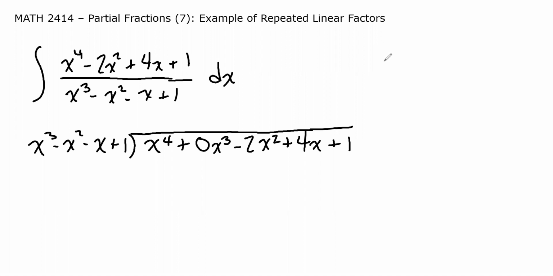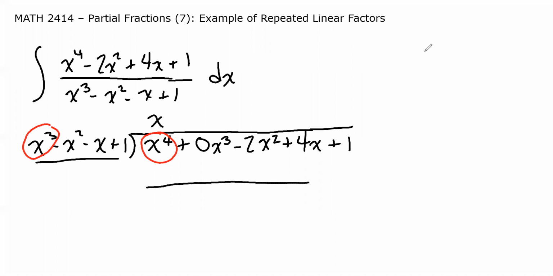So we're doing the long division problem, and we'll start by saying that x cubed goes into the x to the fourth x times. Or equivalently, x is what you multiply by x cubed to turn it into x to the fourth. Speaking of multiplying, let's multiply the entire divisor by x and write the result under the dividend. x times x cubed is x to the fourth. x times negative x squared is negative x cubed. x times negative x is negative x squared. And x times positive 1 is positive x. And then subtract.